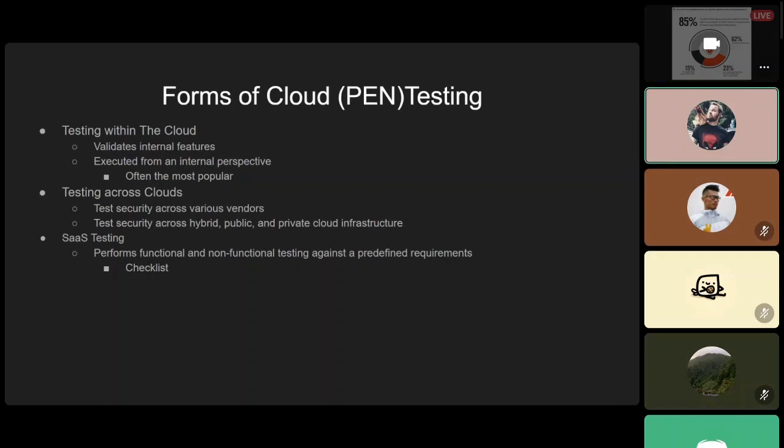And then we have our SaaS testing, right? Performs functional and non-functional testing against a predefined requirement. Think of that as kind of like an audit, essentially. You have a checklist and you're going through it. And for those of you that do pen test professionally, I'm sure you see that we do go through checklists, right? But you can't go through like the OWASP Top 10 checklist for this stuff. You have to have a proprietary checklist towards that cloud service on what to do. You can't just kind of willy-nilly it, so to speak, okay?